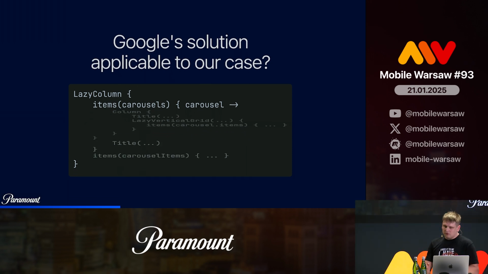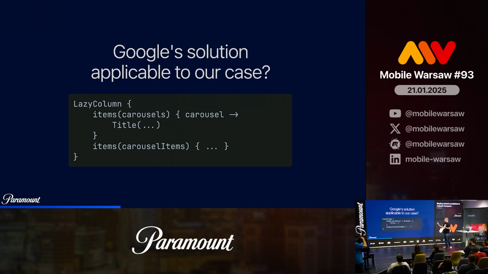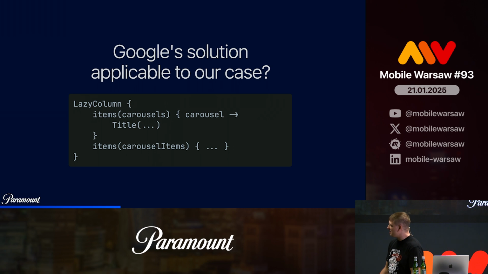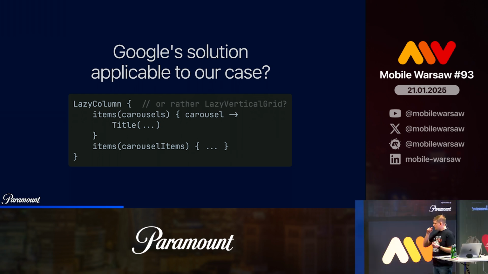So let's try to flatten it. Maybe to something like that. So lazy column with items from carousels, and for each carousel we'll display just the title, and then we'll take the carousel items and display the items. Like that would change the order of everything. So we would first get the titles and then all the items. That's not what we want. Besides, we should probably have a lazy vertical grid here, something like that, okay? So it doesn't really work well in our case.